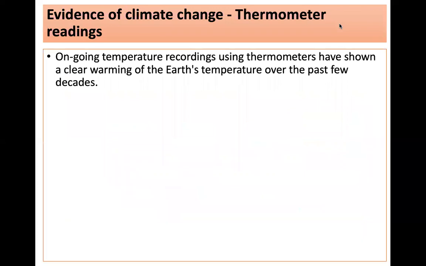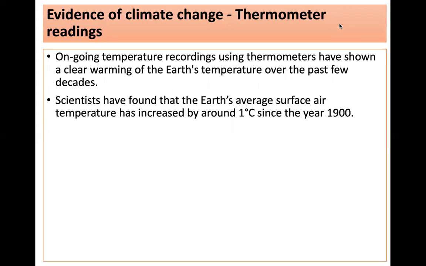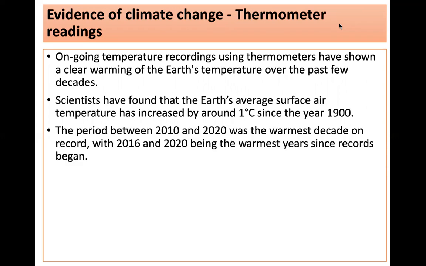So what evidence is there of climate change? Obviously, we have thermometer readings. So ongoing temperature recordings using thermometers have shown a clear warming of the Earth's temperature over the past few decades. Scientists found that the Earth's average surface air temperature has increased by about 1 degree since 1900. Be aware that although that doesn't sound very much, it is a lot, and we'll have a look at those impacts.